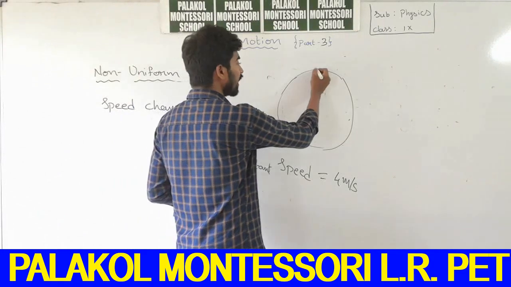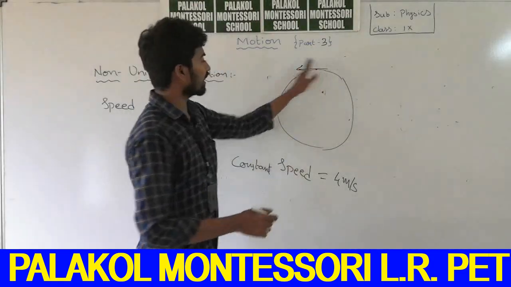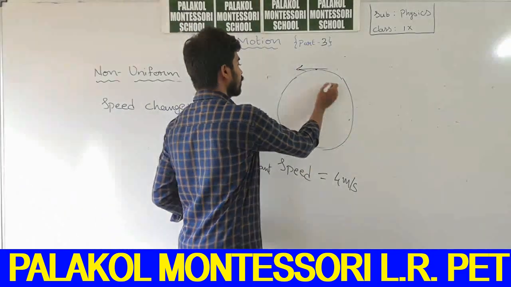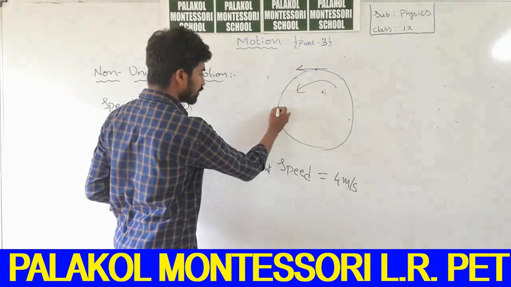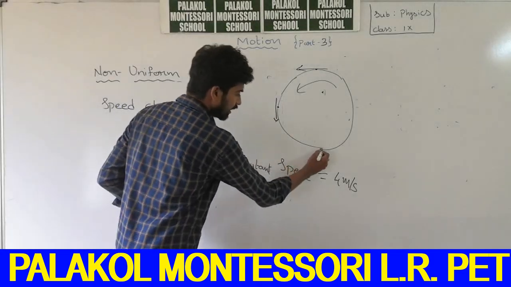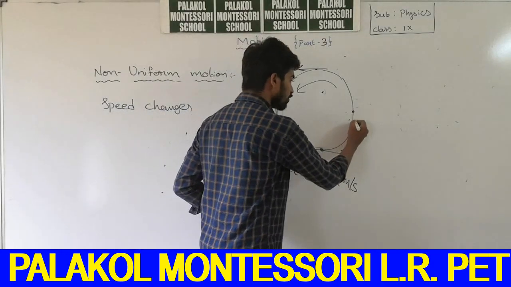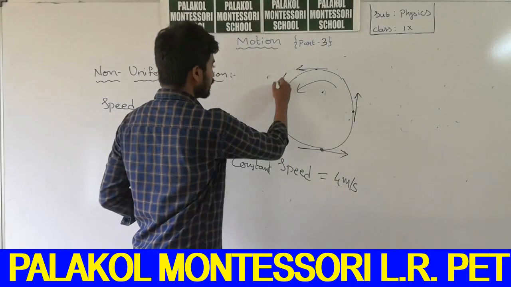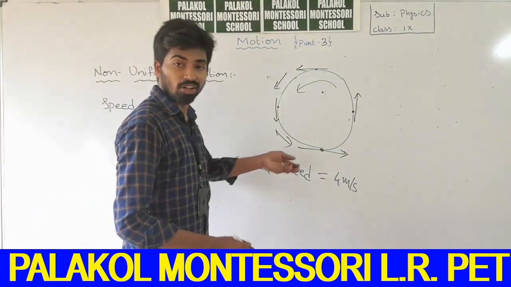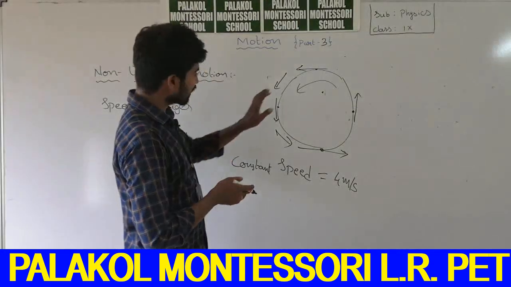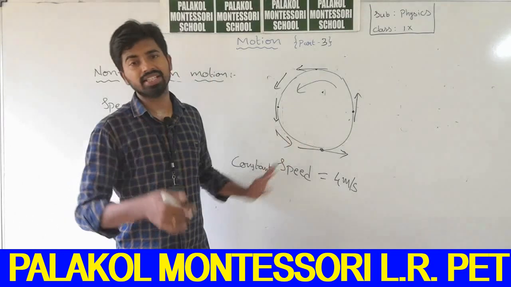The direction of the stone at this point will be given by the tangent at this position. So, let us imagine that the stone is revolving like this. At this position the direction of the velocity is this one, and at this position the direction of the velocity of the stone is this one. In this way the velocity direction is changing, and hence this is not a uniform motion. Why? Here velocity is changing.